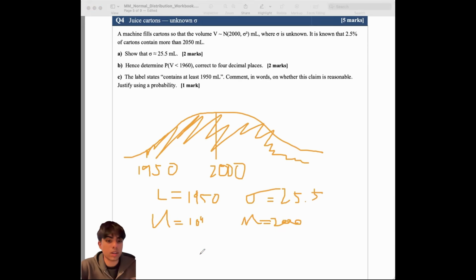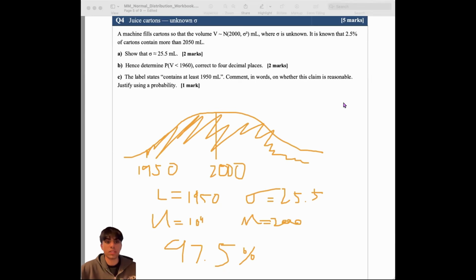So we get our answer of probability of 97.5%. So that means there is a 97.5% chance that on a given random juice bottle, there will be at least 1950 milliliters. I think the claim is reasonable because that's a pretty high probability of there being 1950 milliliters.